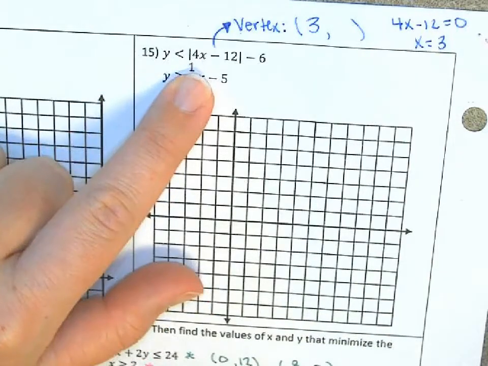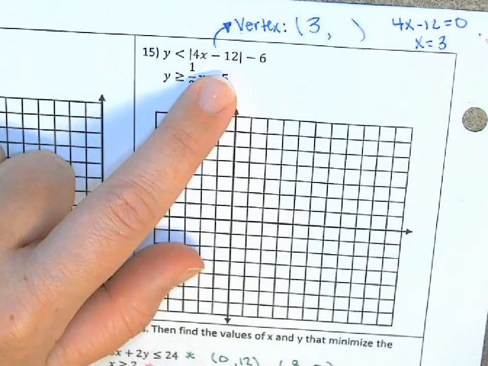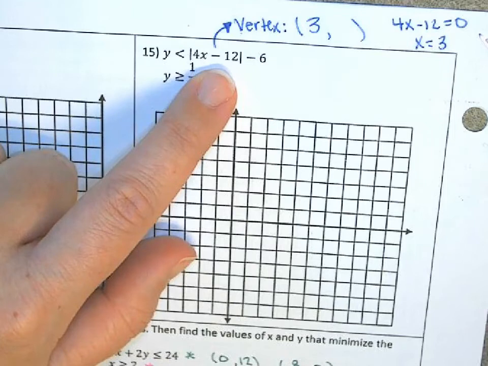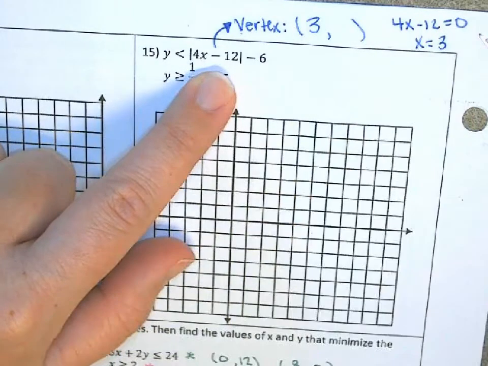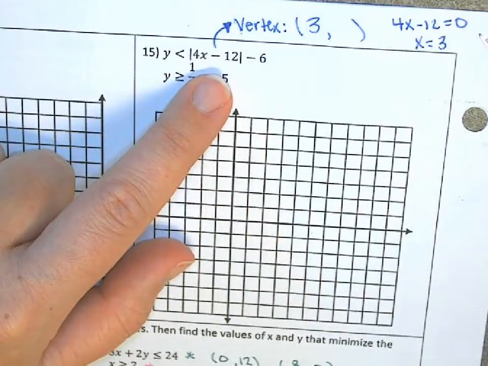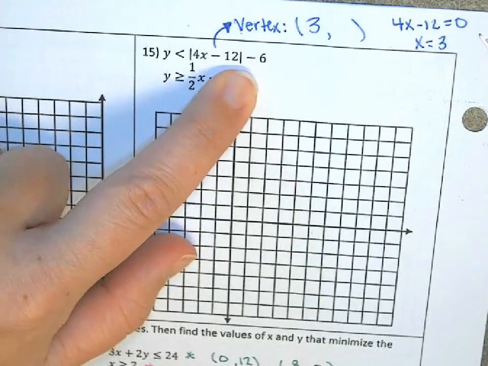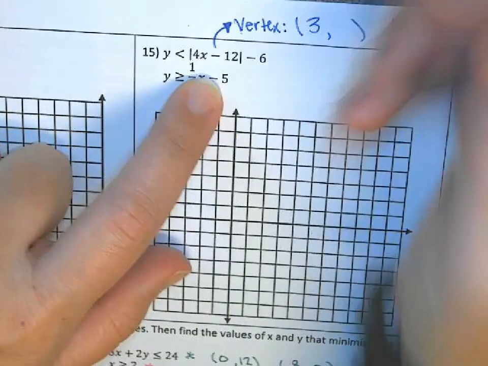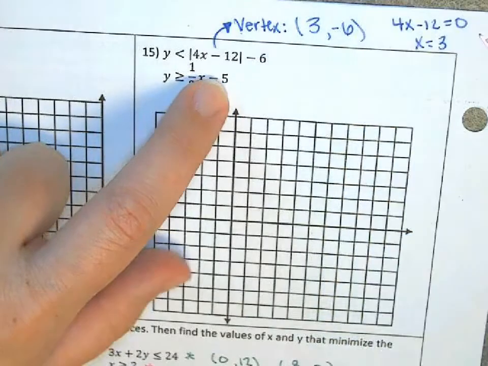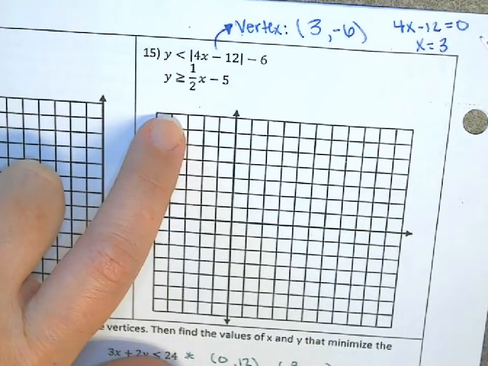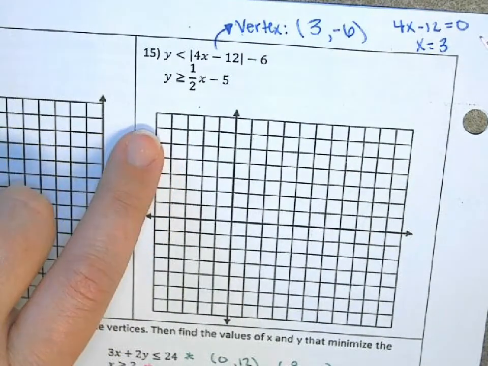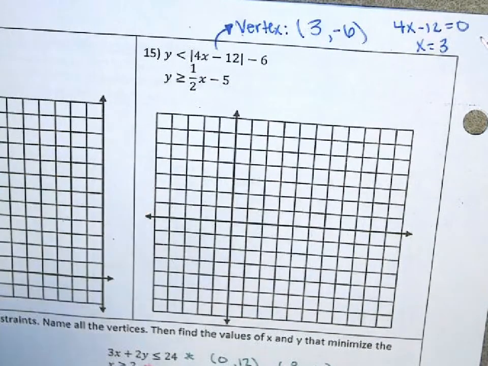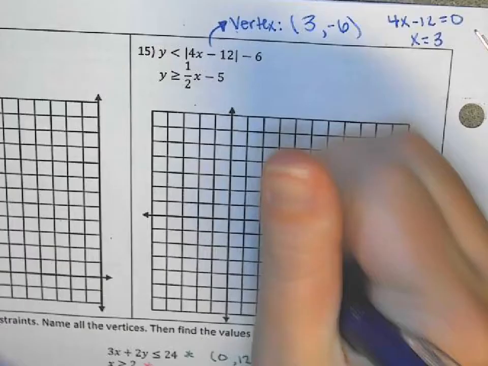4 times 3 is 12. 12 minus 12 is 0. Cool, I should be getting 0 because I found the x that made it 0. What's the absolute value of 0? 0. What's 0 minus 6? So y has to be negative 6. There's my vertex. Okay, I think I should be good on here if I just go up by 1s.